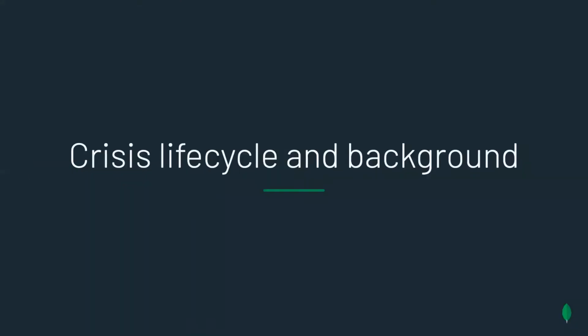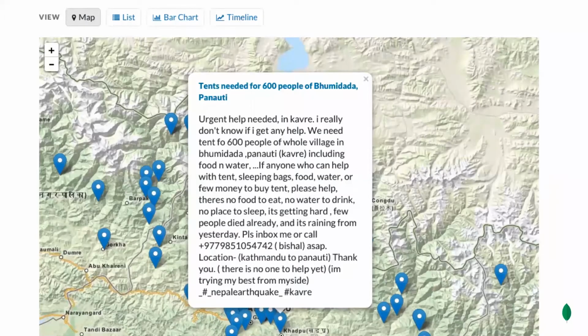So to go into crisis lifecycle and background, on April 25th, 2015, a 7.8 magnitude earthquake devastated Nepal, killing more than 9,000 people and injuring over 23,000 people. Much of the infrastructure around the country was severely damaged, leaving hundreds of thousands of people without shelter or basic necessities.